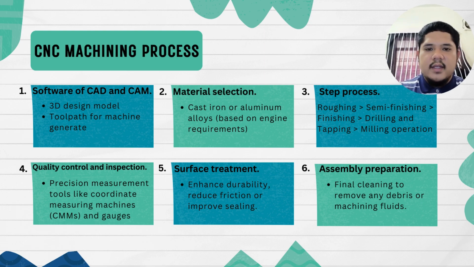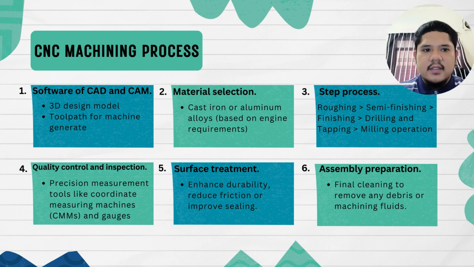It is where tool paths are generated based on the CAD models that we already made. This involves specifying cutting tools, feeds, speeds, and machining operations. Next, we go to material selection and preparation. Engine blocks are typically made from cast iron or alloy. The raw material is chosen based on the engine requirements for strength, weight, and thermal conductivity.